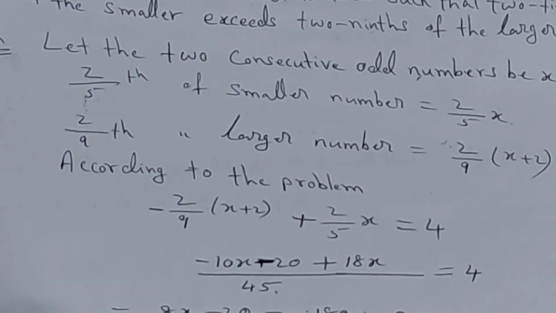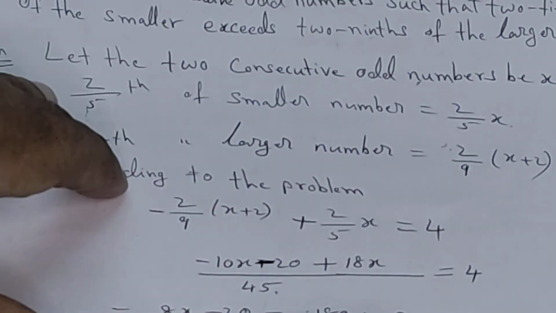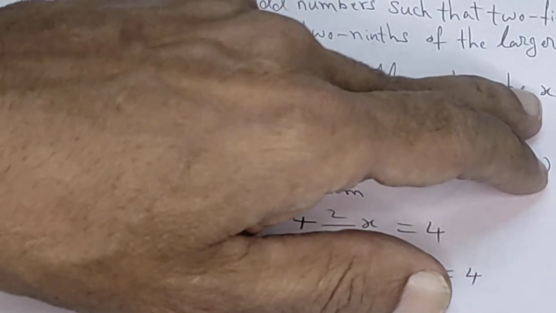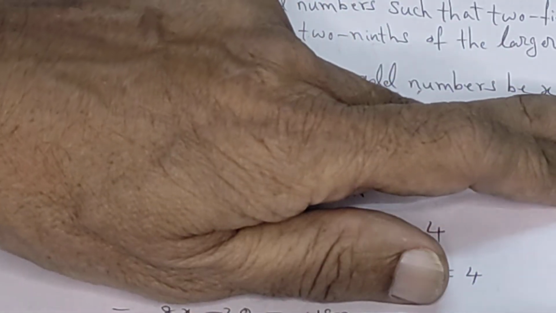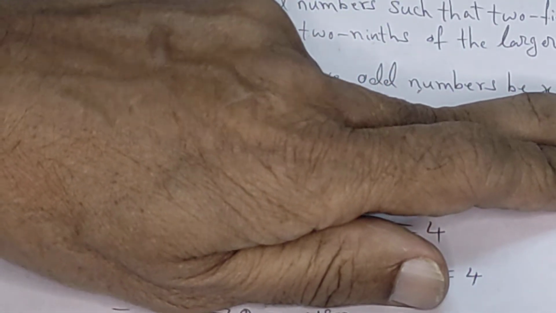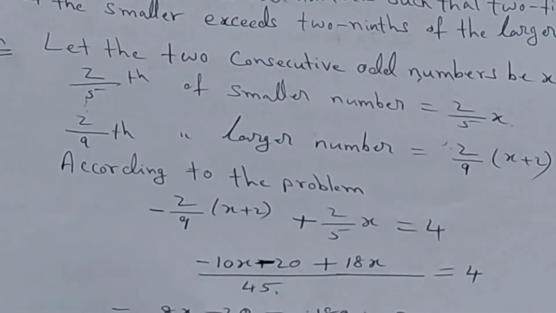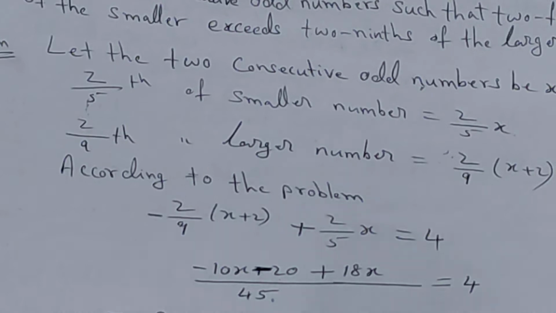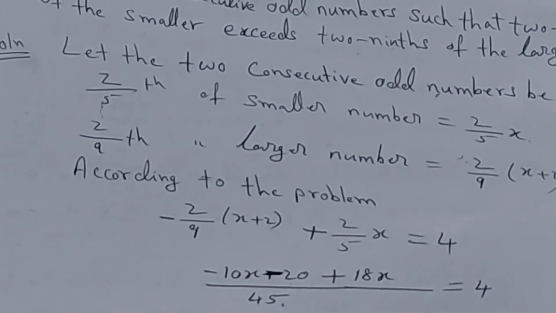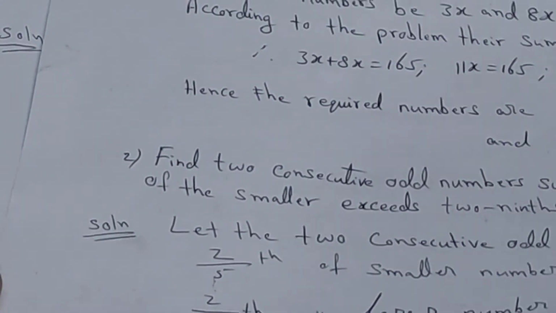So what would the two consecutive odd numbers be now? Because I've already assumed that the two consecutive odd numbers be x and x plus 2. So x is 25, 25 plus 2, so 25 and 27. These are the two consecutive odd numbers. So that's my answer. Okay, clear? Any doubts, get back to me in the comment section. I'll get back to you with details.